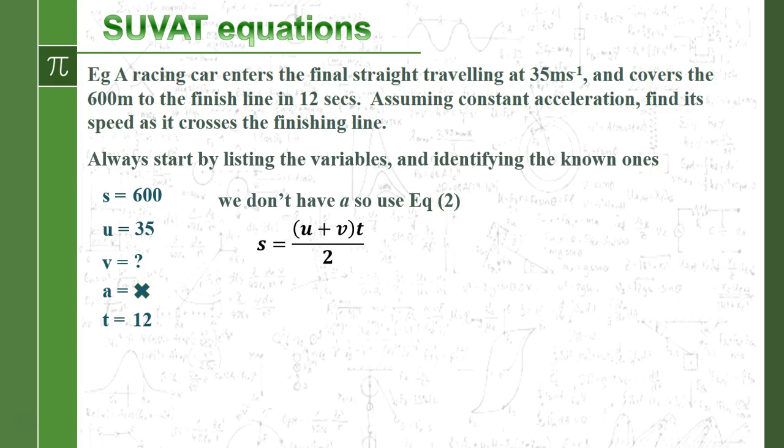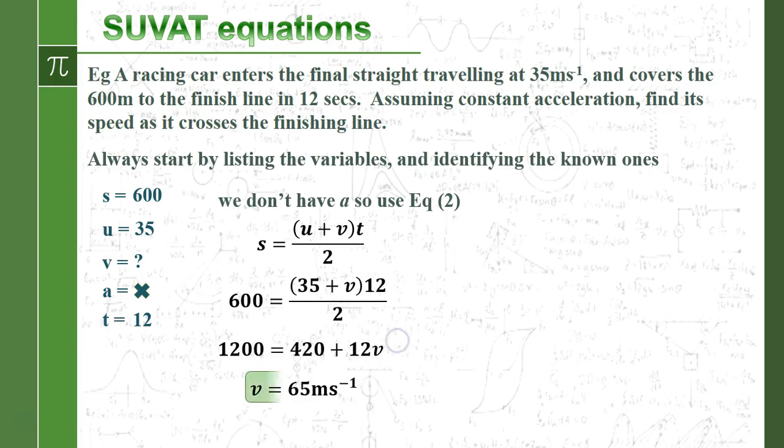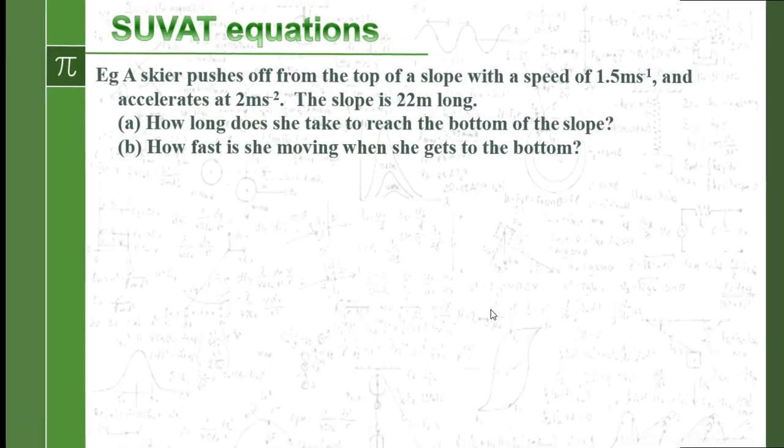All I've got to do now is plug in my values. So there they go. Do a bit of rearranging and solving. And so we end up with our answer, which is it crossed the finish line travelling at 65 metres per second. Cool. On we go.